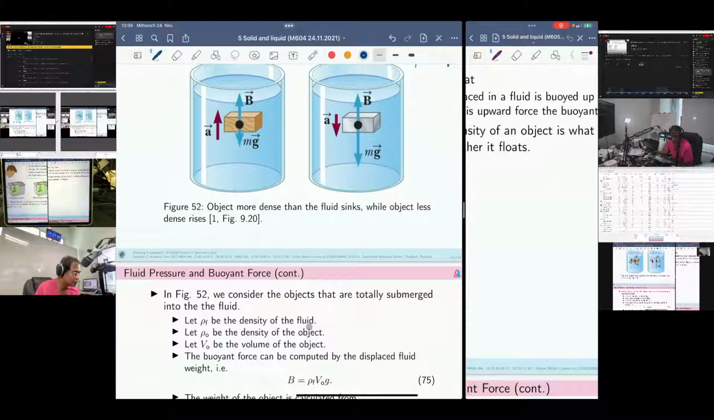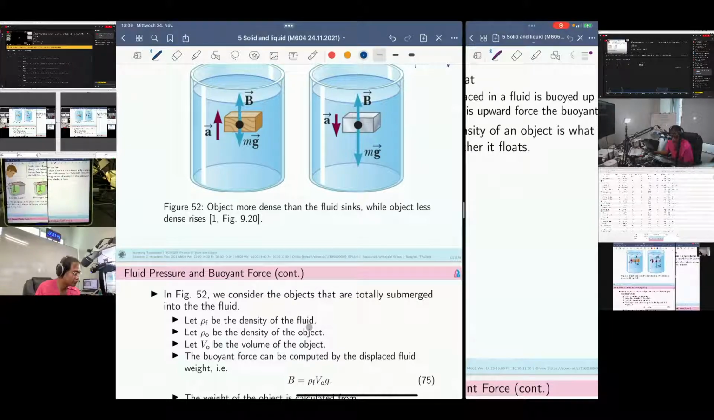Okay, let's go ahead with that. You know the weight of the object is calculated simply, right? W is m g. M of what? M of this object, not M of the fluid, because we are considering the weight of this object, right?